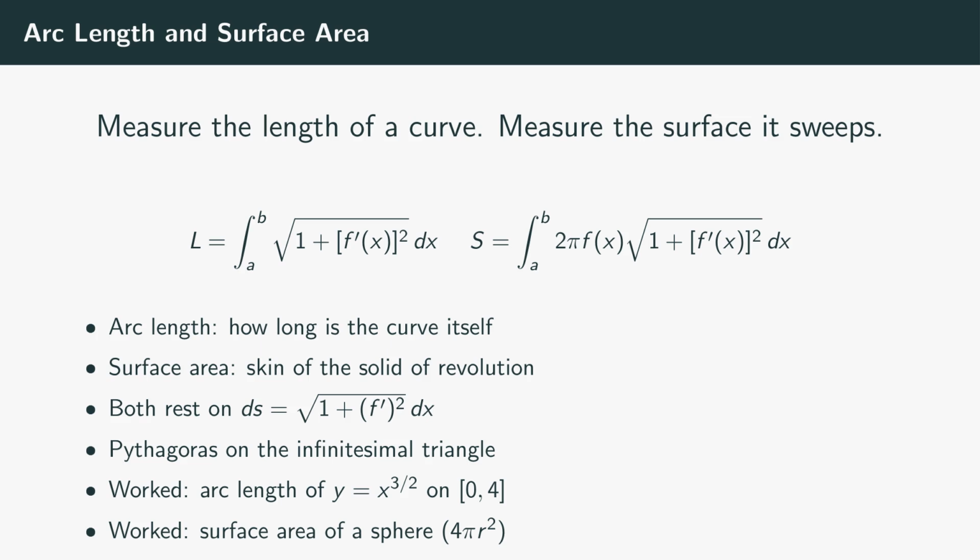Second, when we rotate the curve around an axis, it sweeps out a 2D surface, a sphere, a trumpet bell, a torus, whatever. What's the area of that surface? The skin of the solid, not the volume.